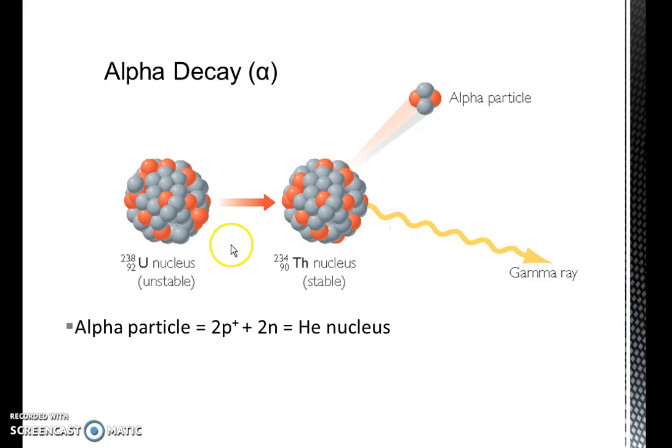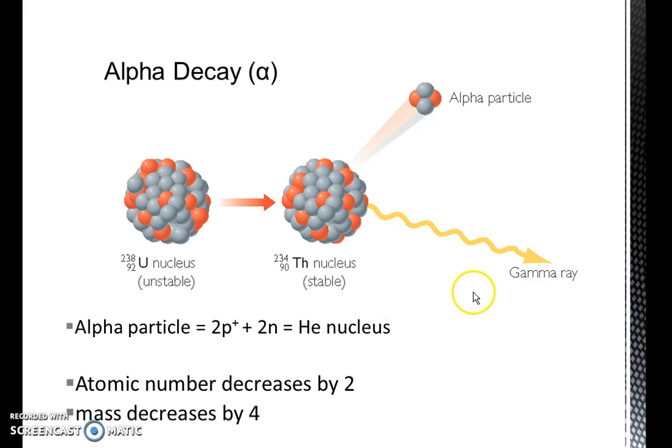So during alpha decay, if you look at the isotope symbols we have here before and after, notice that the atomic number decreases by 2, and also the mass decreases by 4. So that makes sense with the atomic number because we lost 2 protons. The mass also makes sense because we lost 2 protons as well as 2 neutrons.